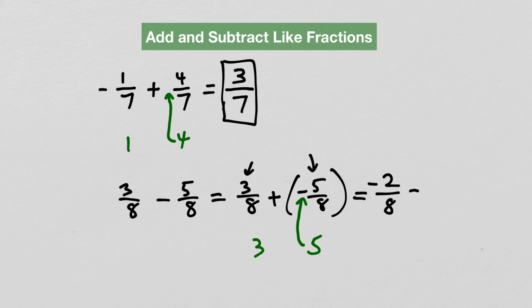Okay. Negative 2/8 reduces to negative 1/4 because 2 goes into negative 2 one time, right up here. Okay. 2 goes into negative 2 negative 1 time, and 2 goes into 8 4 times. And this is how we get negative 1/4.